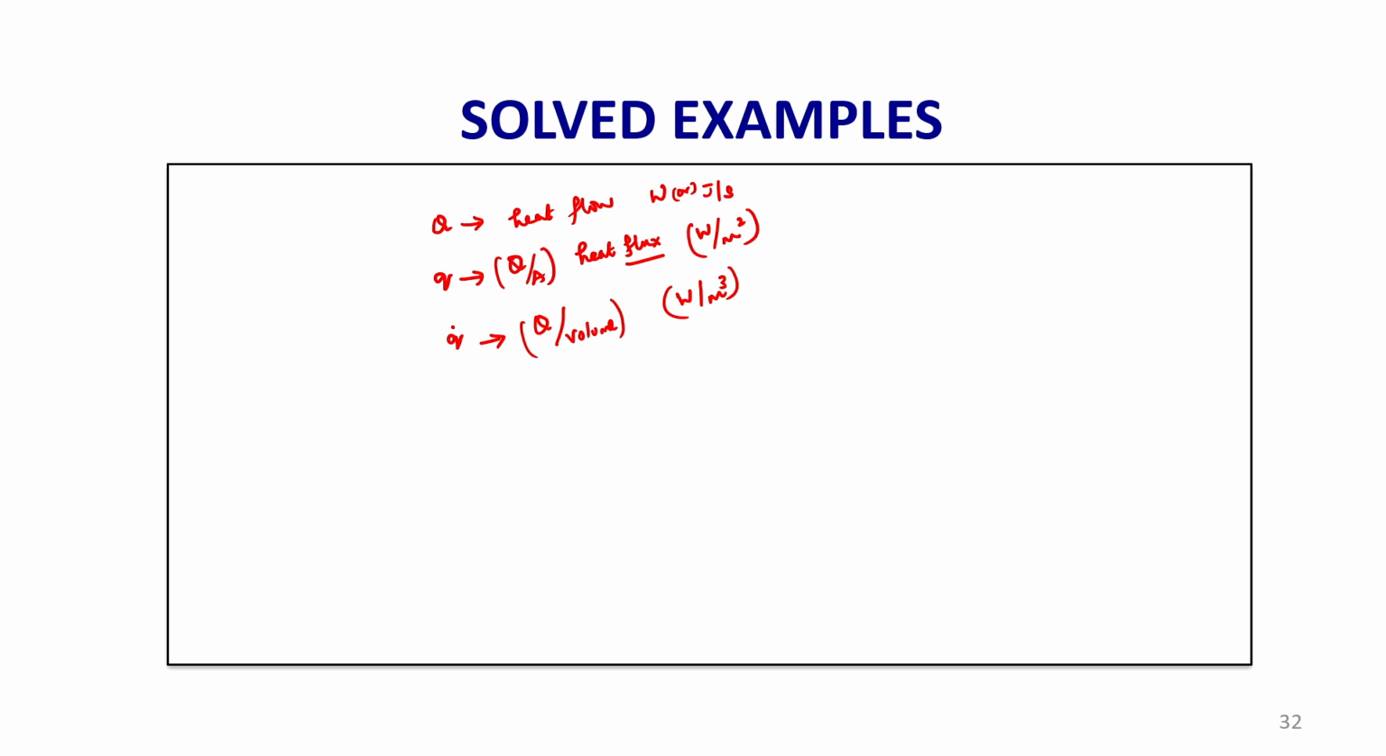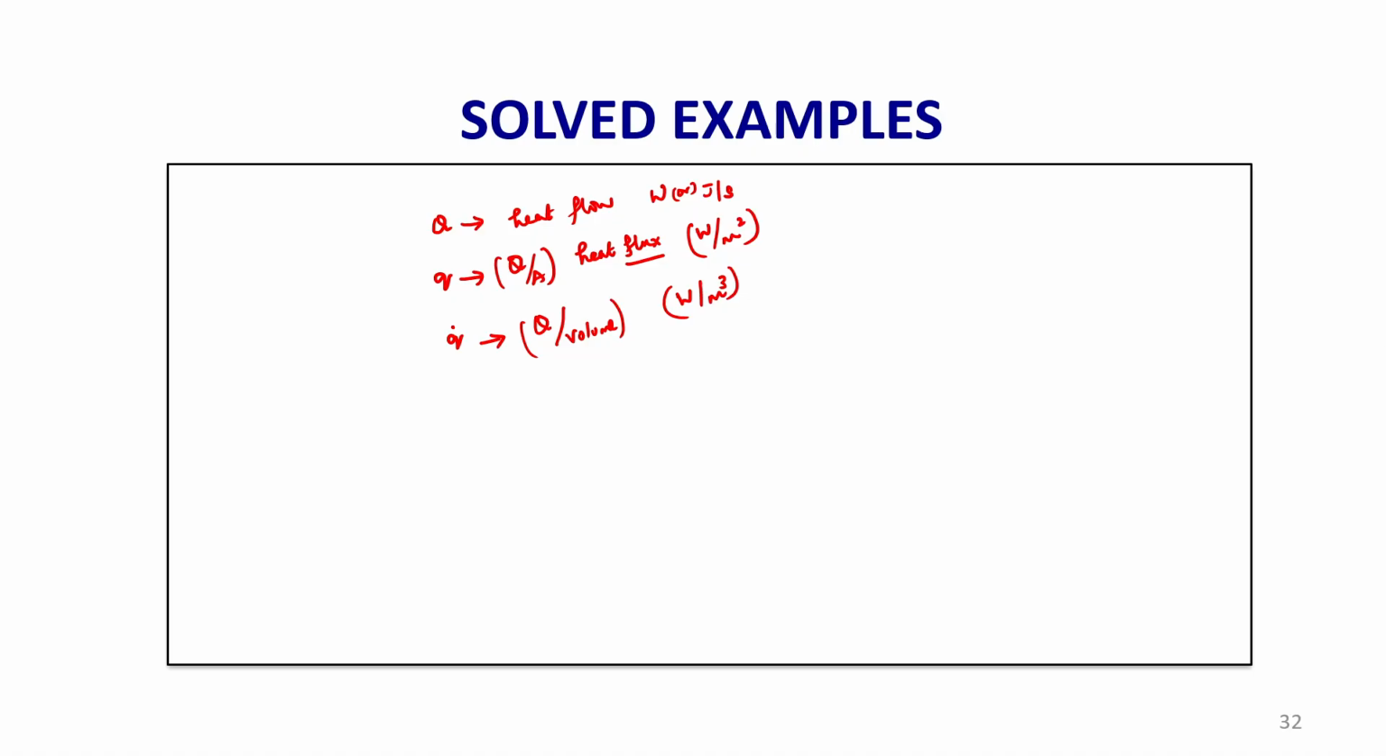Q is the rate of heat flow, which is in joules per second or watts. Capital Q by A is equal to small q, which is heat flux, heat transferred per unit area. And whenever we are given the data in watt per meter cube, it refers to internal heat generation, that is heat transfer per unit volume. So, these 3 should be very, very clear.